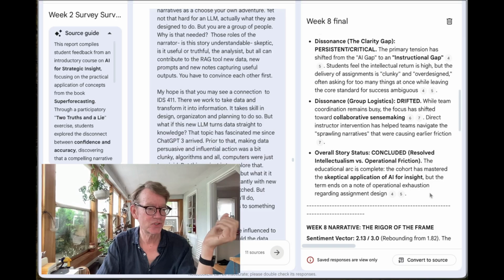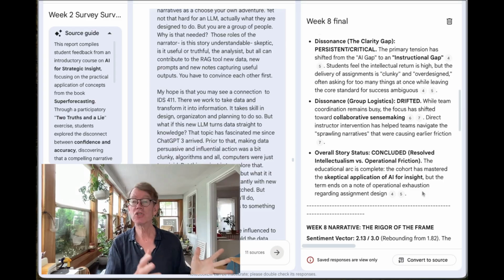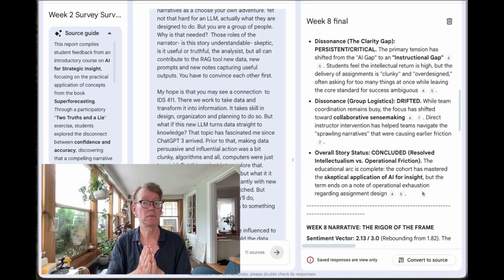So I'm still saying the educational arc, the cohort has mastered skeptical application of AI for insight, but the turn ends on an operational exhaustion regarding assignment design. Now, the reason I'm showing you all this is I don't know if this is true. And I don't know if the conclusions you've heard from me are worthwhile. In your particular instance, you may disagree with them. You might find that everything was very different from this narrative.